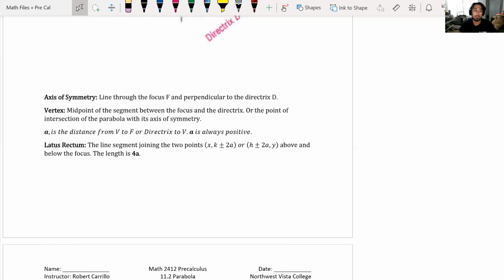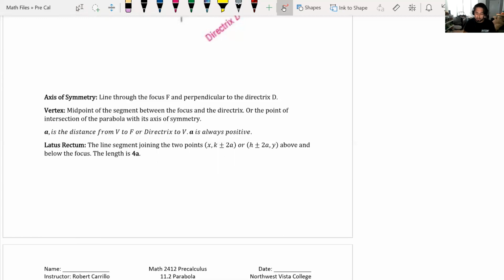Oh, the last funny one, the latus rectum. It is the line segment that joins the 2 points, depending how the parabola opens, (h plus or minus 2a, k) or (h, k plus or minus 2a). It is the points above and below the focus, or again, depending how the parabola opens, it can be the points above or below, or it could be the points to the right and to the left of the focus. And the length is always going to be given by 4a.